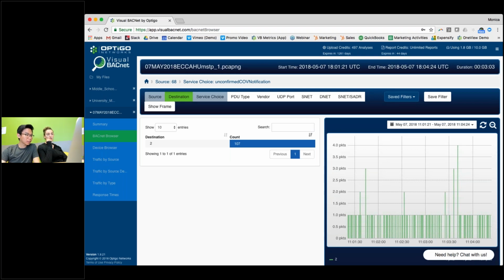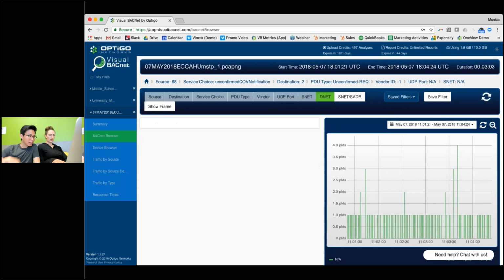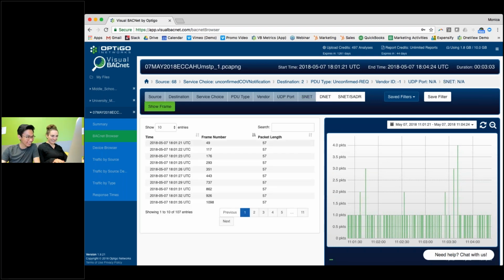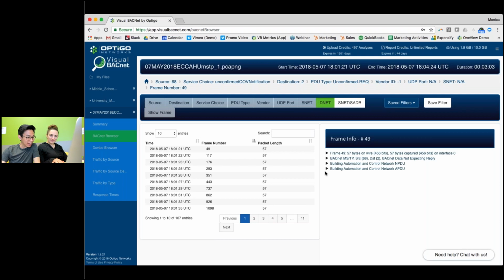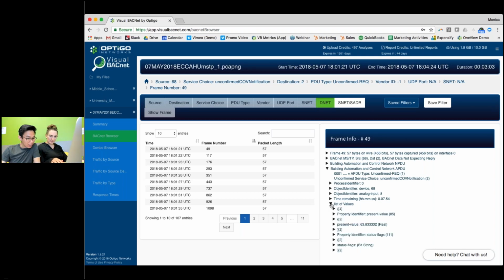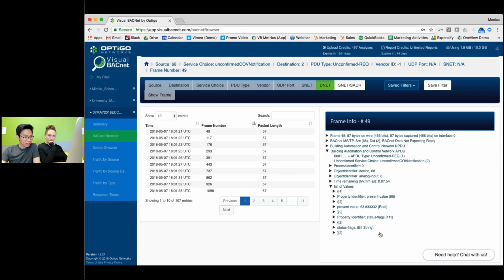So you could check the... We can see what it's sending, correct? It's unconfirmed COV notifications. But we can see the packet. Go into the frame. Oh, sorry, I can search it fine. So almost every second or two. Where? List of values. 63.83. And the next one. Okay, it's changing.